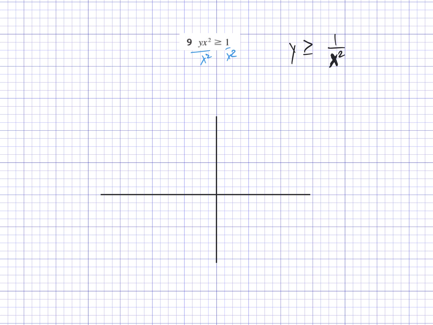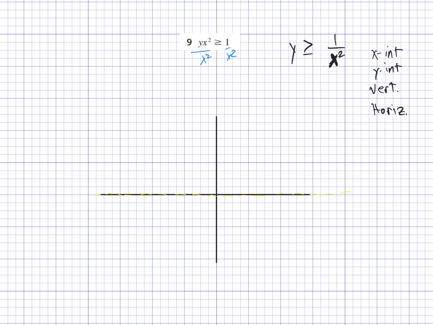If you remember what 1 over x looks like, your parent function, you've got 1 over x squared as well. So you should understand that you get x-intercepts, y-intercepts, vertical asymptotes, and horizontal asymptotes. Your horizontal asymptote is going to be at 0. So I'll just do the asymptotes in yellow.